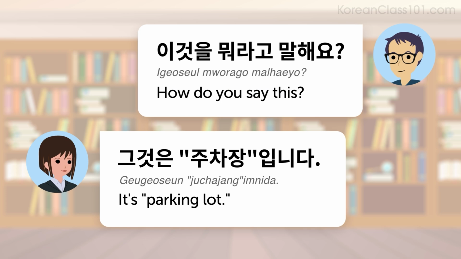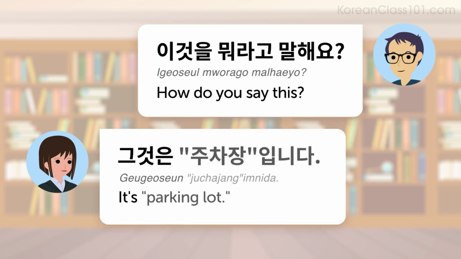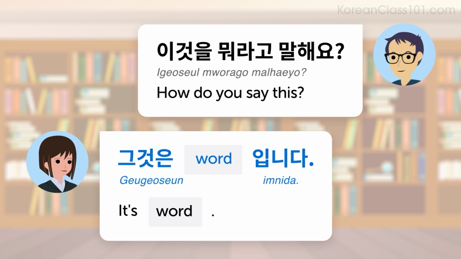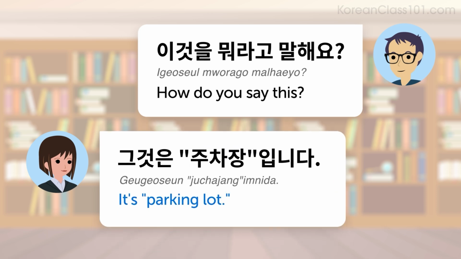Now, how do you answer this question? The pattern is, 그것은 word 입니다. This Korean sentence literally translates into, that word is, but it means it's word in English. For example, it's parking lot. 그것은 주차장입니다.